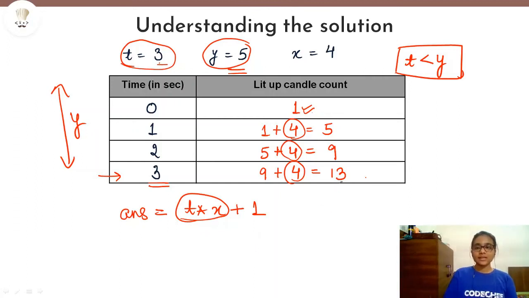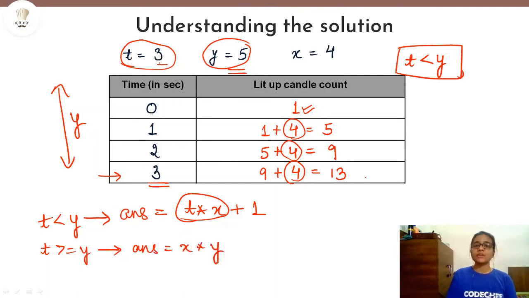So we can say that in case t is less than y, our answer will be t into x plus 1. And in case t is greater than or equal to y, then the answer will be x into y, as we have already established in the previous case. So guys, this was the problem. It was a pretty simple problem which included some observations in order to reach the solution.